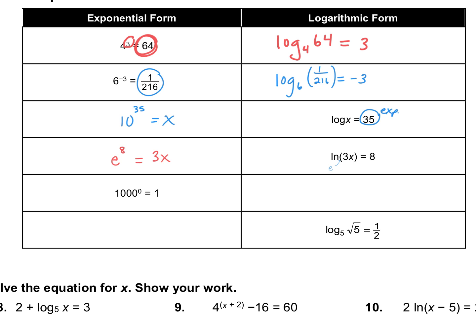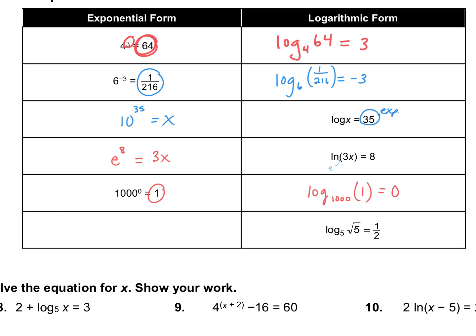All right, so next we have exponent form 1000 to the 0 power. So the base is 1000, so it's going to be log base 1000. I know that this is going to equal the exponent of 0, and then whatever it's equal to right there is going to go right here.